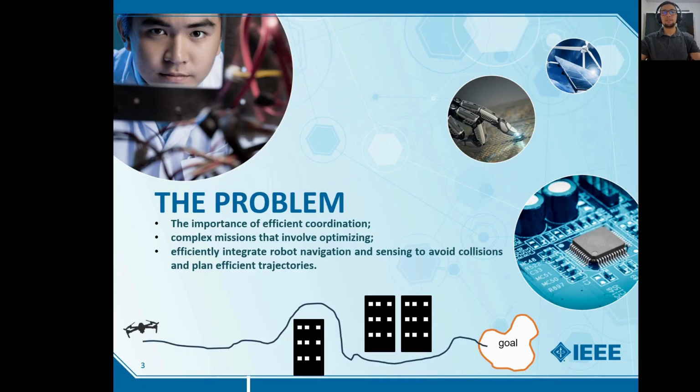In the problem, there is the importance of efficient coordination in complex missions that involve optimizing trajectories for several collaborative robots. In this context, task assignment must consider not only energy capacity and obstacle avoidance constraints, but also efficiently integrate robot navigation and sensing to avoid collisions and plan efficient trajectories.